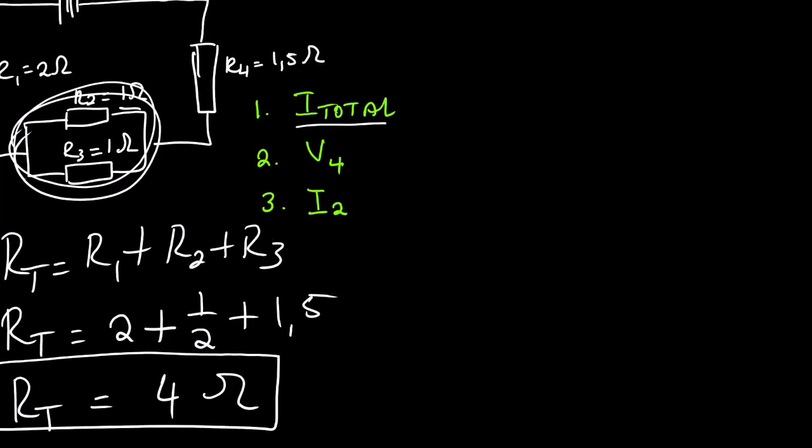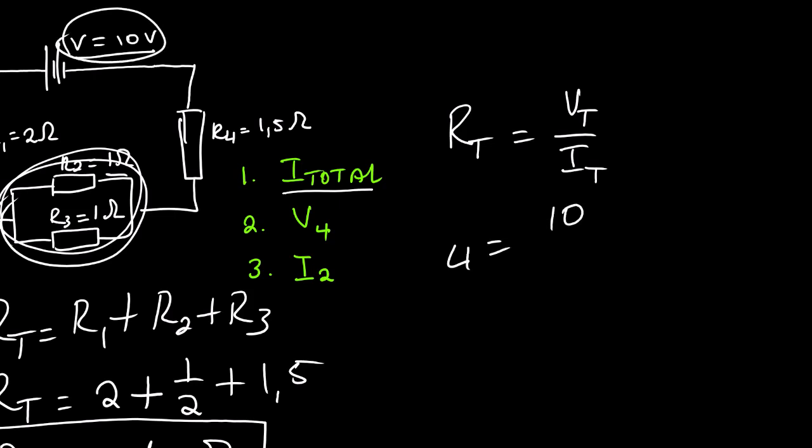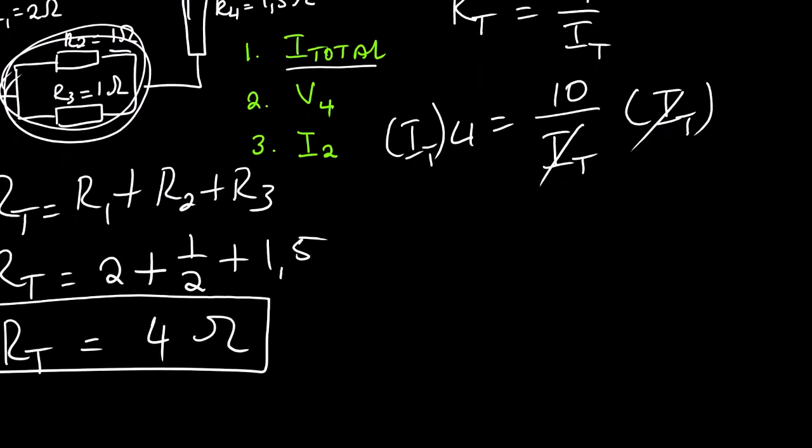Then we can go ahead and calculate our IT. R total is equals to V total over I total. R total, we find that it's 4. V total, it's 10. This is our 10 over I total. Then we multiply both sides by IT. This will get rid of this.